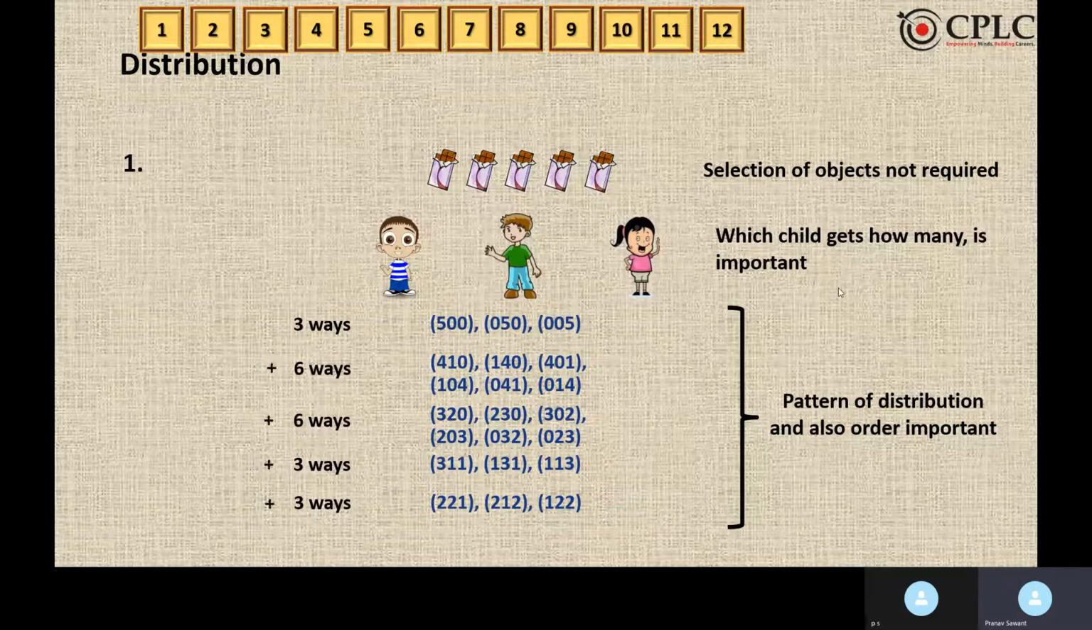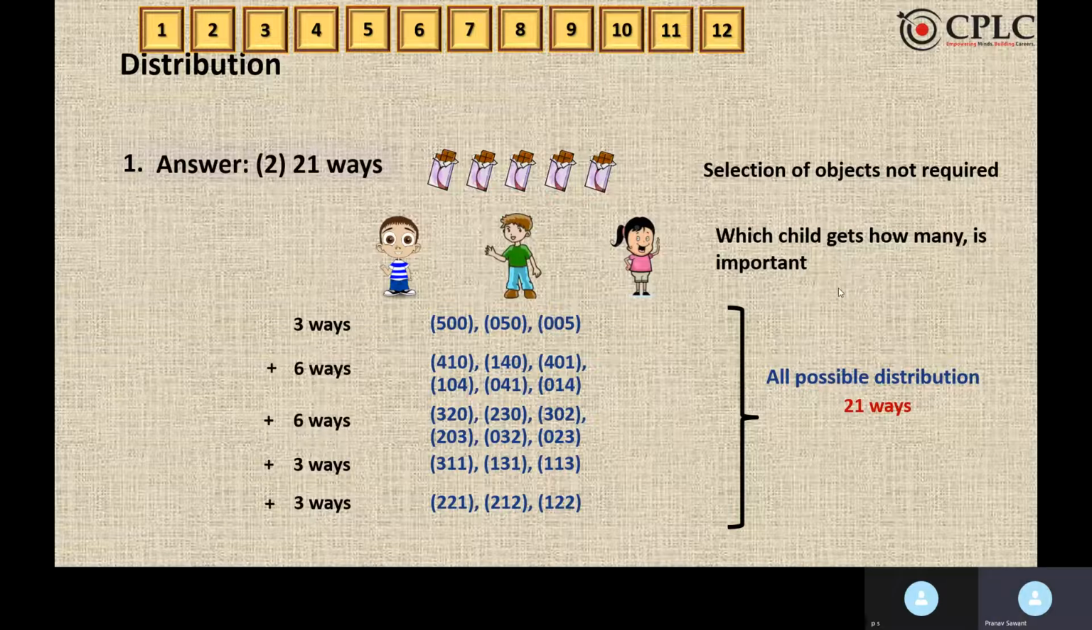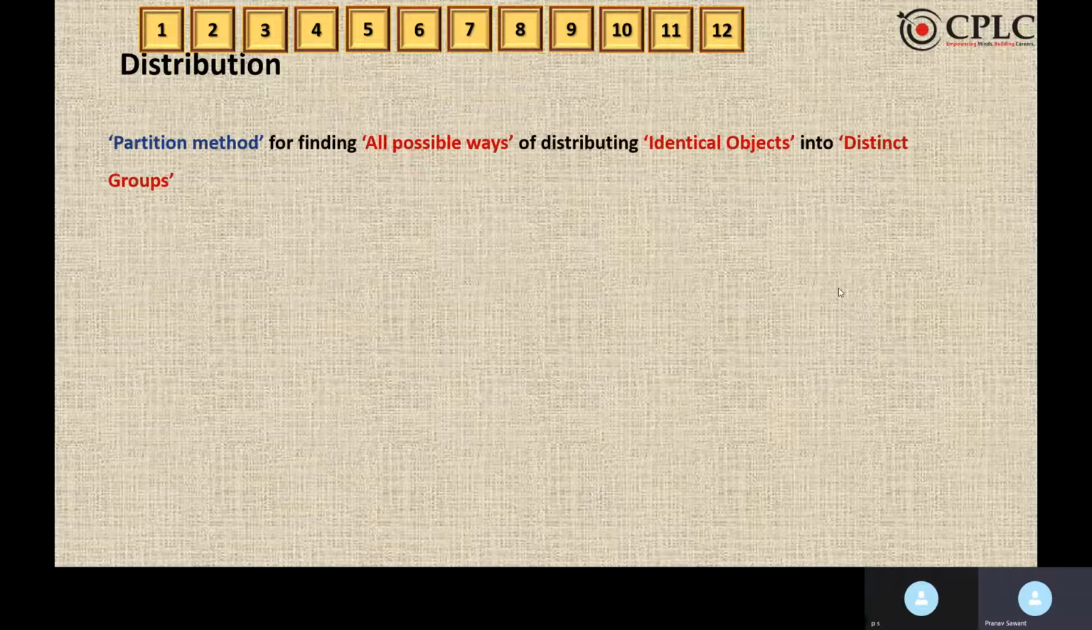So the total number of ways is going to be 21. That means all possible distributions are 3 plus 6 plus 6 plus 3 plus 3, that is 21 ways. Moving to the next question.